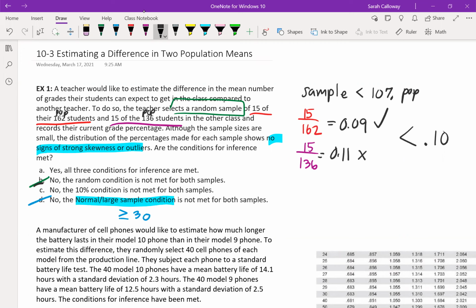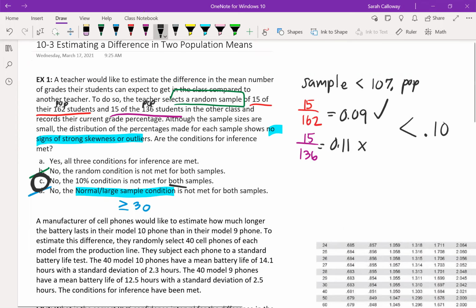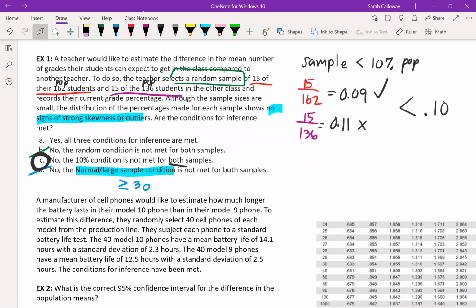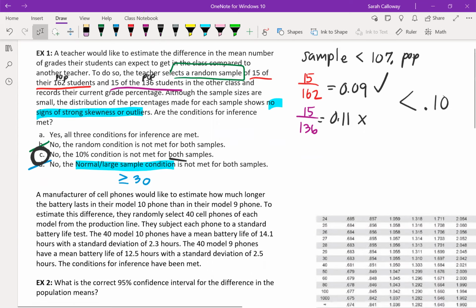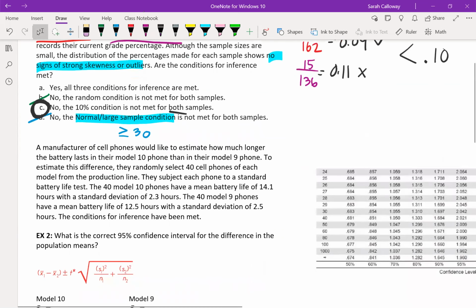So the 10% condition is not met for both samples. So remember that it has to be done for both, for all of these. And so that's why it is not meeting that condition, just because of the other teacher sample. So they need to have selected fewer students for that to be valid for inference. Remember that the only times when the 10% condition is not applicable has to do with if we're talking about an experiment. So if I take my sample and divide it into two groups and do an experiment, that's when you're not checking the 10% condition.